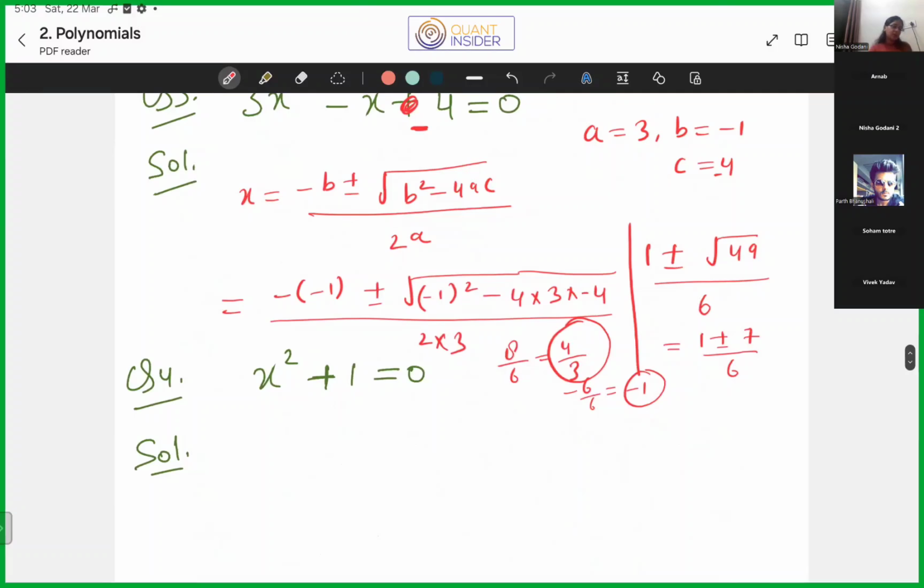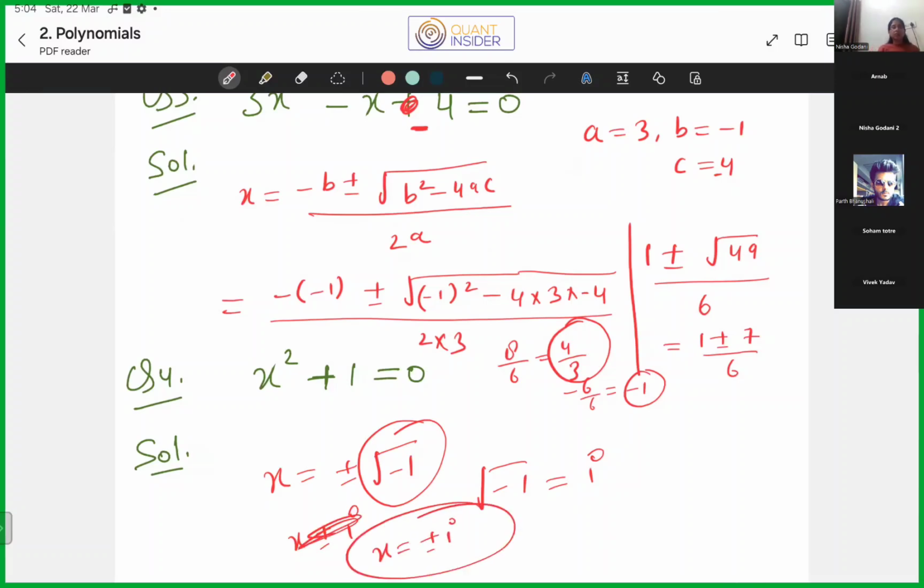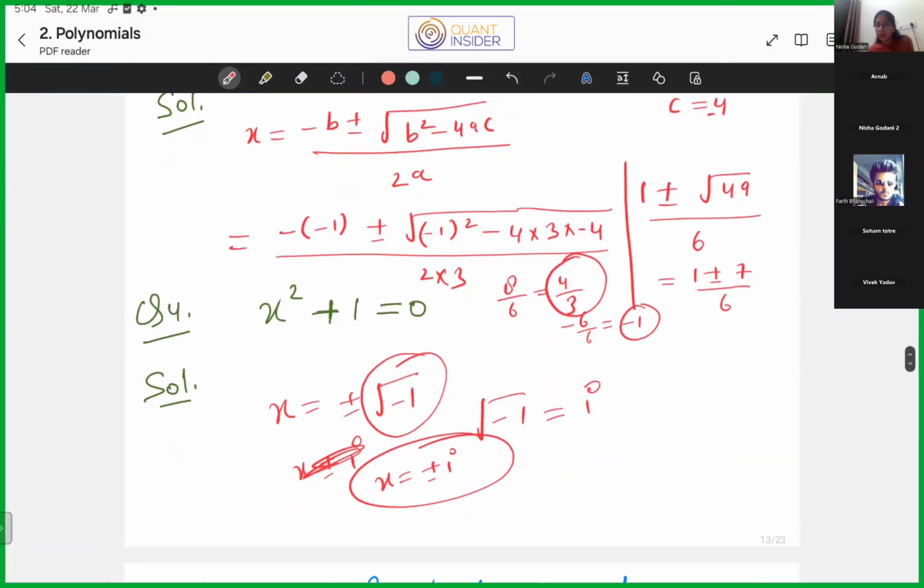x square plus 1 equal to 0. Again, D will be negative, so the roots will be imaginary. No real root. Plus minus i, yes. Because under root minus 1 is iota. So this will give you plus minus square root of minus 1, and square root of minus 1 is iota. So these roots are imaginary. Okay, we will deal with complex numbers later. Don't worry. Iota means under root minus 1, Mohit.